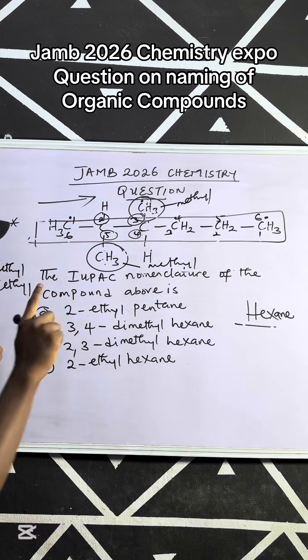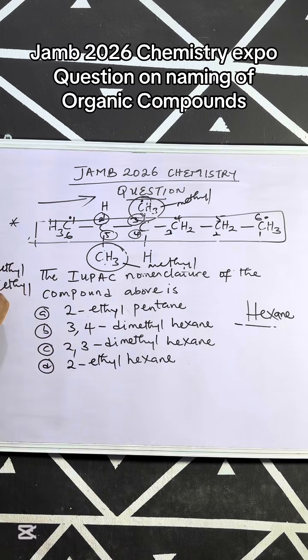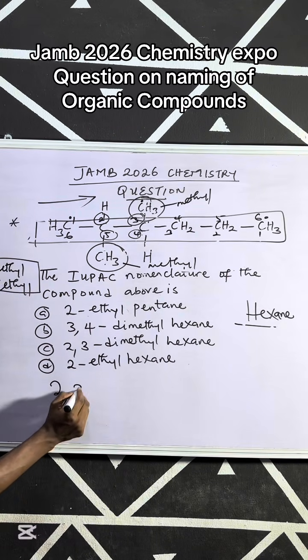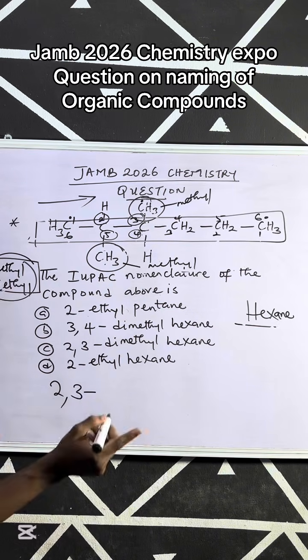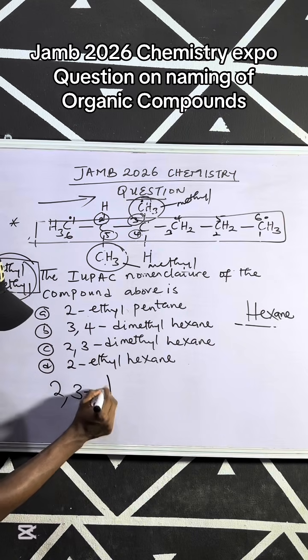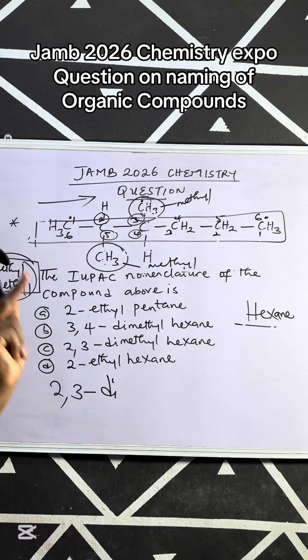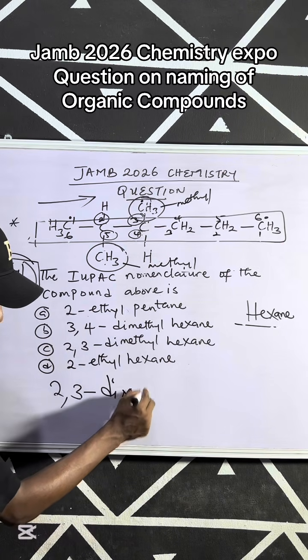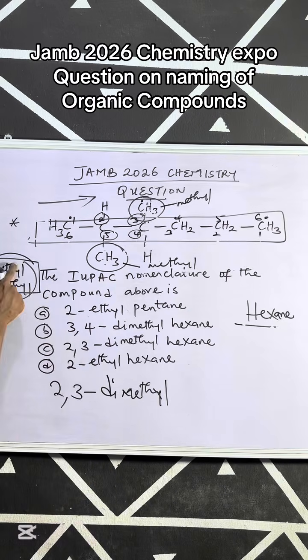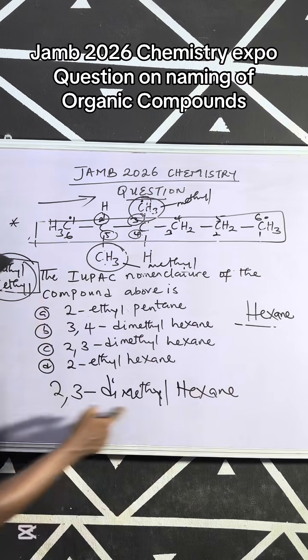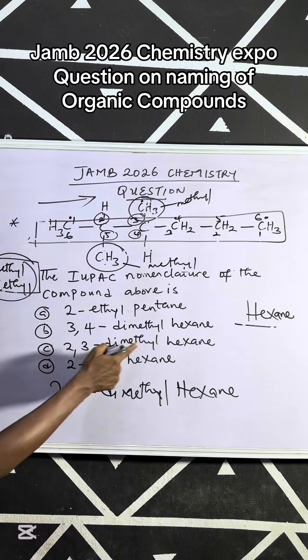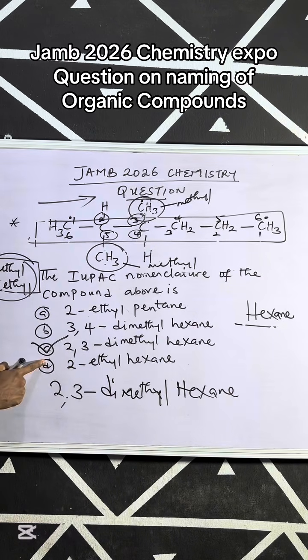So not to call it 2 methyl, 3 methyl, because the methyl groups are the same, you have to pick these two numbers and say 2, 3. Since the methyl groups are the same, you now use the prefix. How many of the methyl groups? We have di, meaning 2. So it becomes 2, 3 dimethyl, meaning 2 methyl groups. Then what's our parent chain? Hexane. Do we have this in the options? Let's check. 2, 3 dimethylhexane. So option C becomes the right answer.